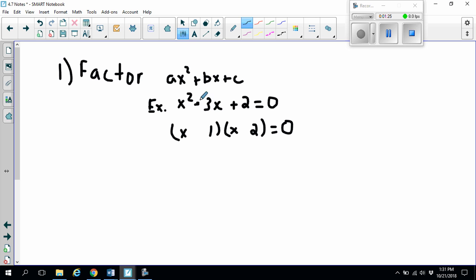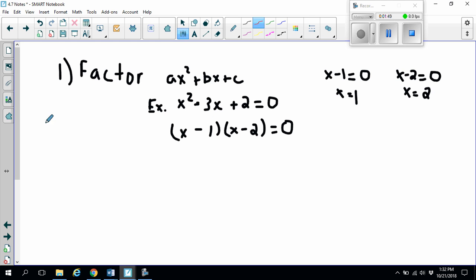And to add up to a negative 3, this has to be negative, and this one has to be negative. Then we would just set each of our factors equal to 0 and solve. We can only factor if the quadratic equation is factorable. So we get x equals 1 and x equals 2 as our solutions.